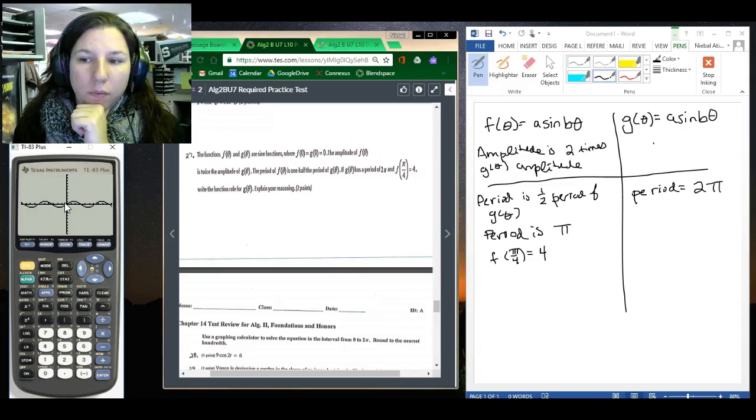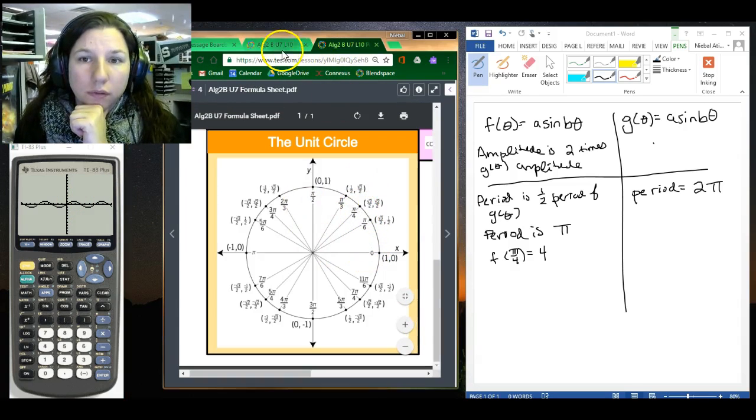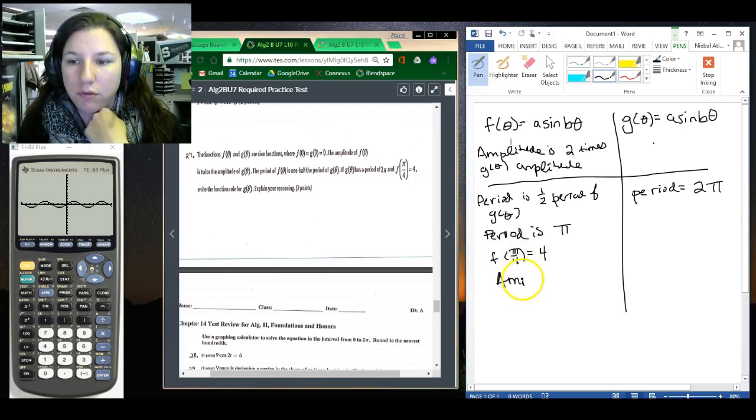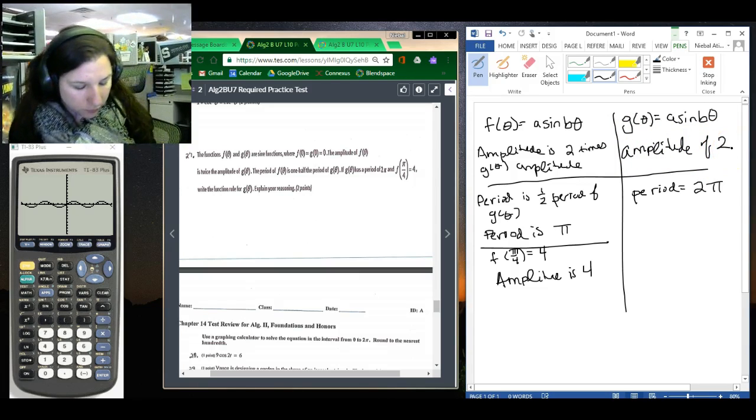And what is the amplitude going to be? We have our amplitude, it's our highest point or your lowest point. So when I go from here back to here, that happens at pi over 4. It's one of our markers on our unit circle. So when they say f of pi over 4 equals 4, that's telling me my amplitude is 4. And the amplitude of this function is twice this one. So if this has an amplitude of 4, this one has an amplitude of 2.